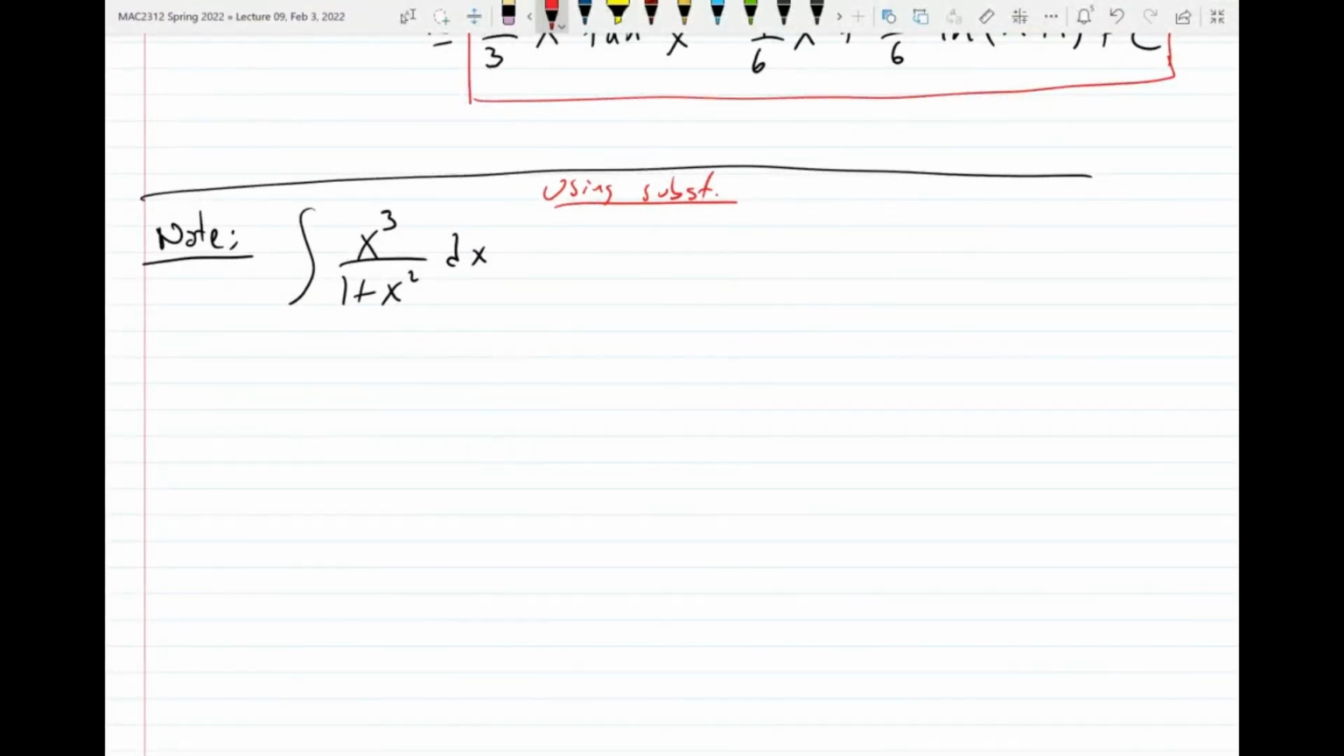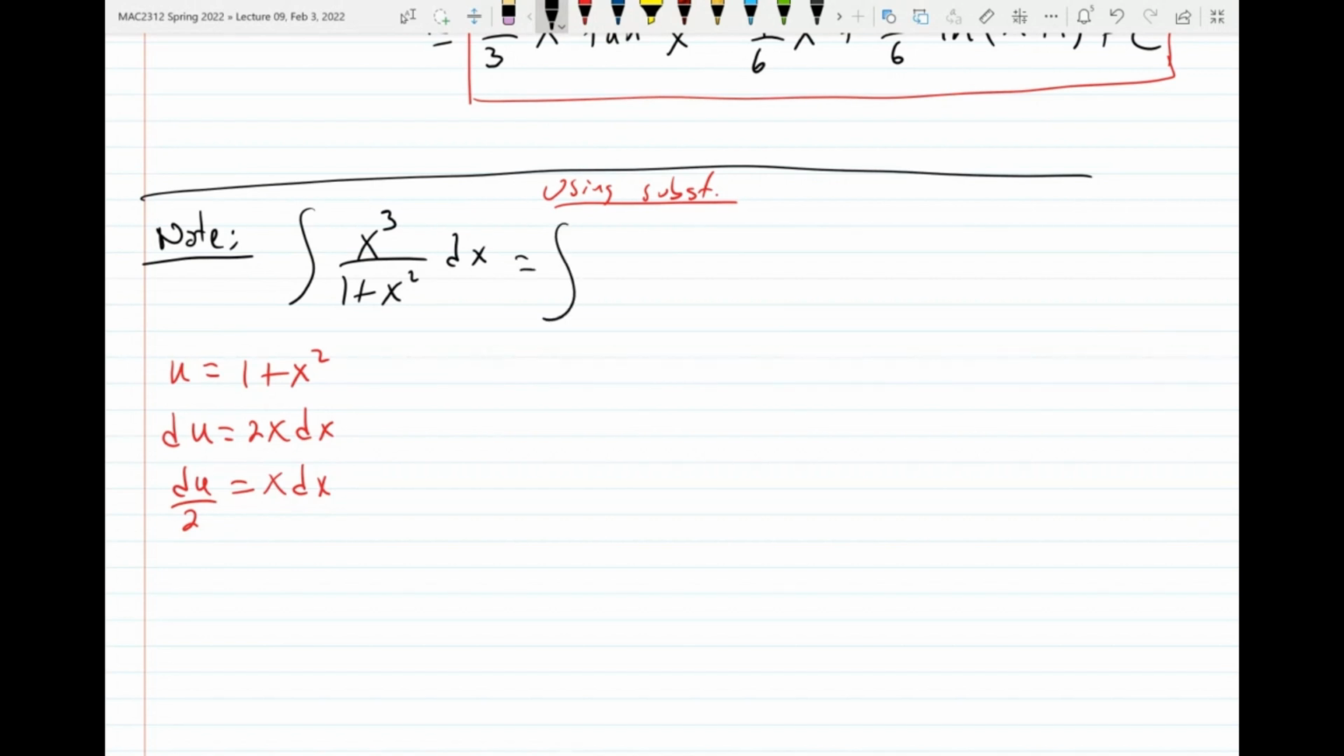So again, let's use substitution now. So the idea is that I'm gonna let u be 1 plus x squared, then du is gonna be 2x dx, as mentioned before. So x dx is du over 2. That's not a problem. So let's go to our integral and let's see what we can do with this.